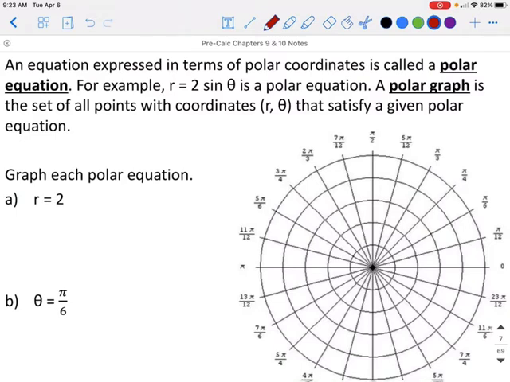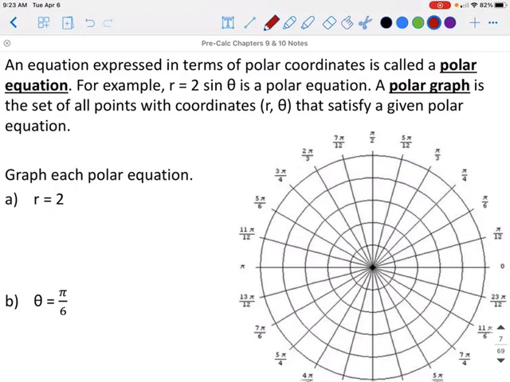An equation expressed in terms of polar coordinates is called a polar equation. For example, r equals 2 sine of theta is a polar equation. A polar graph is a set of all points that has the coordinates of r and theta that satisfies the equation. Now, when you go to graph these, if they just tell you r equals some value, that's just going to be a circle that has that radius. If it tells you theta equals a value, that's just going to be a line that goes through that angle.